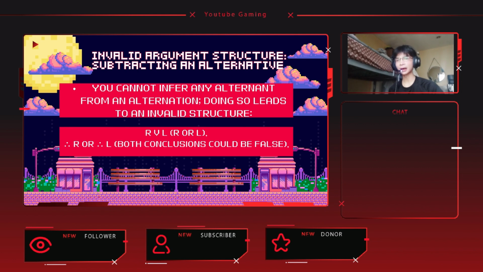First, we have subtracting an alternative. An example of this is R v L, or R or L. You cannot infer either R or L independently because both conclusions could be false. This structure illustrates that you cannot infer any alternant from an alternation. Doing so leads to an invalid conclusion.